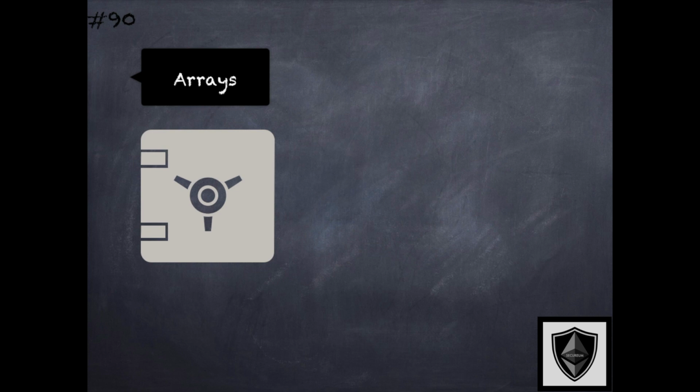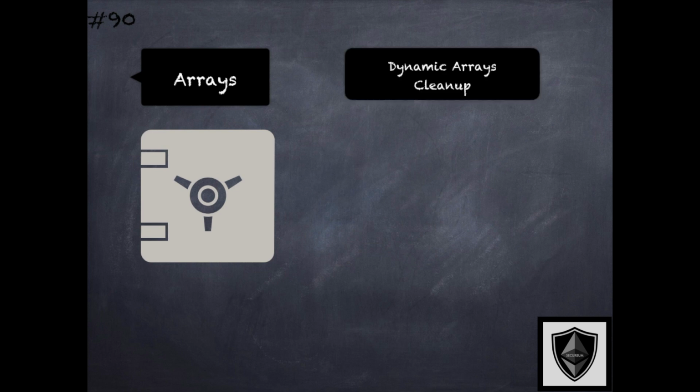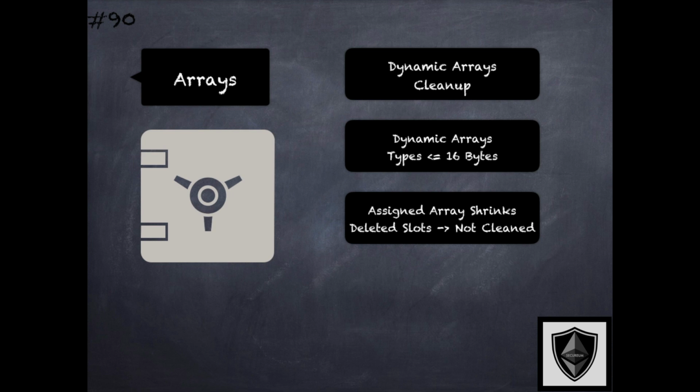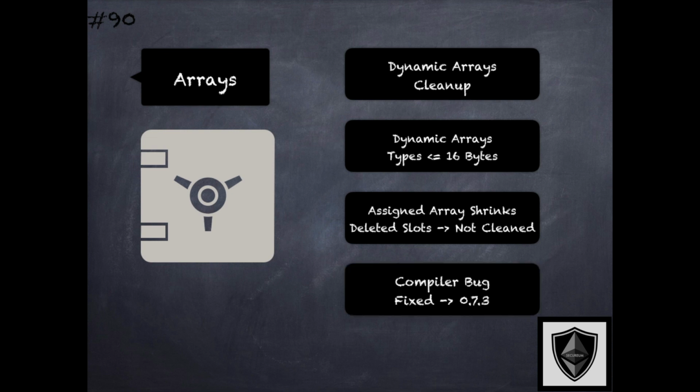There was a compiler bug specifically related to dynamic arrays and the cleanup related to such arrays. When dynamically sized arrays were being assigned to with types whose size was at most 16 bytes in storage, this would cause the assigned array to shrink to reduce their slots, but some parts of the deleted slots were not being zeroed out by the compiler. And this, as you can imagine, would lead to stale or dirty data being used if these slots were reused in later computation. And this bug was fixed in 0.7.3.